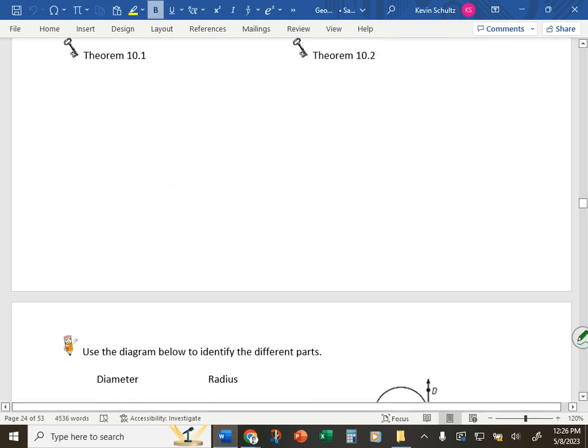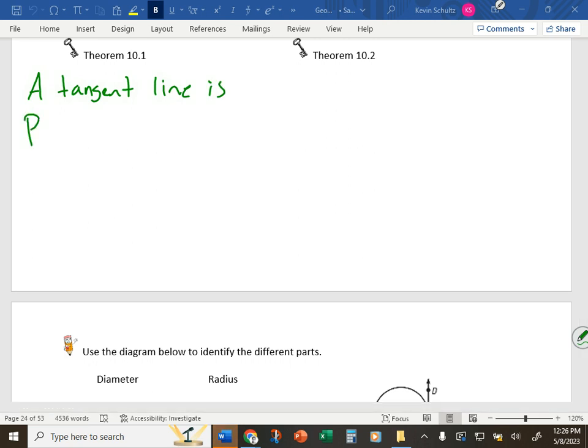Theorem 10.1 says that a tangent line is perpendicular to the radius. A tangent line, if it is a tangent, must be perpendicular to the radius. So you've got a circle here.